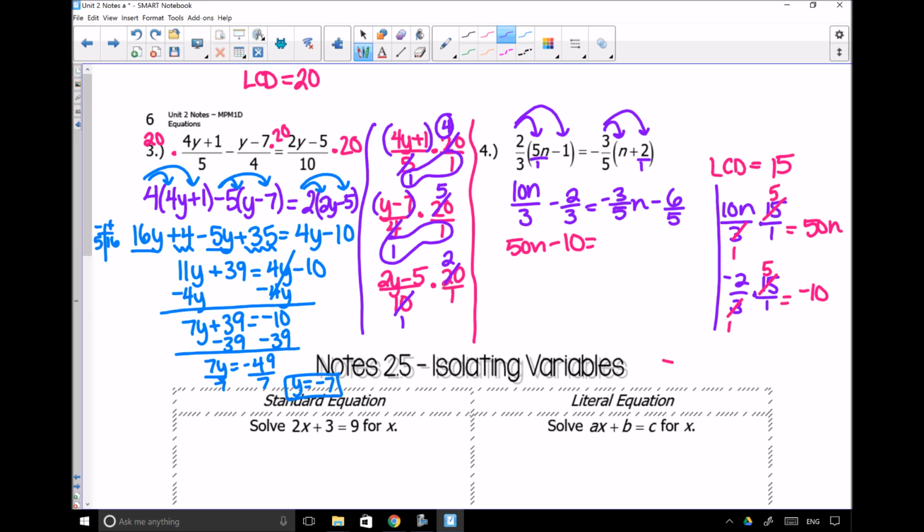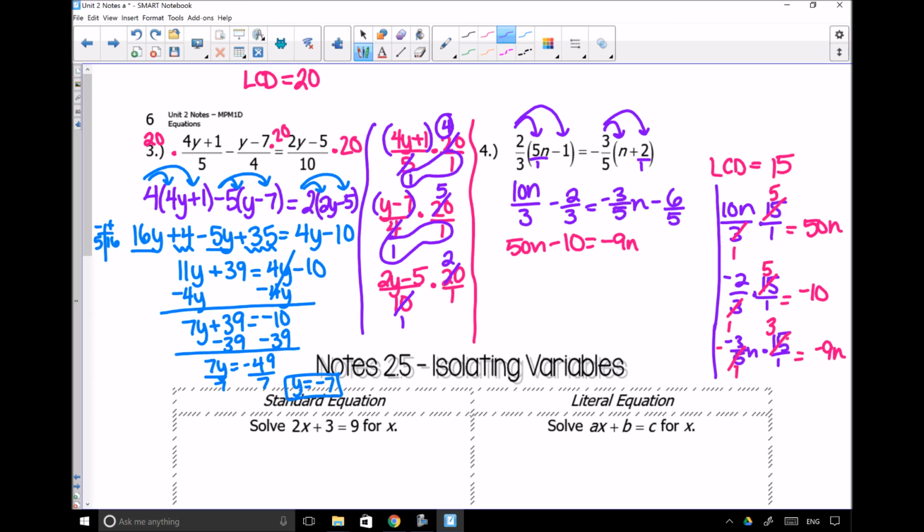Okay? My next term that I see here is negative 3/5 n. So negative 3/5 n multiplied by 15 over 1. Well, this 5 and this 15 are both divisible by 5. 5 divided by 5 is 1. 15 divided by 5 is 3. So I end up getting negative 9n. So this right here is negative 9n.